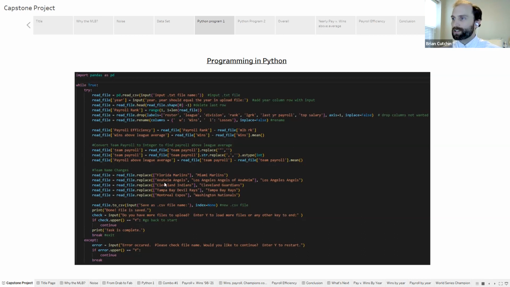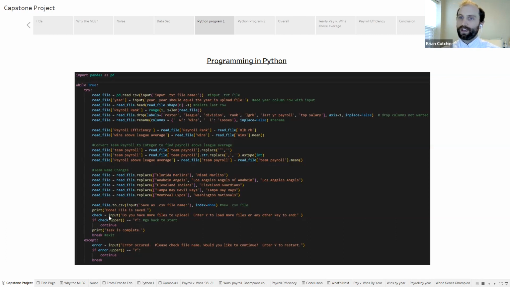So we have teams such as the Anaheim Angels, now known as the Los Angeles Angels, have had a few name changes, as well as the Montreal Expos are now the Washington Nationals. And then I saved this as a combined CSV file. And then I had a little message that told me when it was done, so I know it was saved and I could move on.